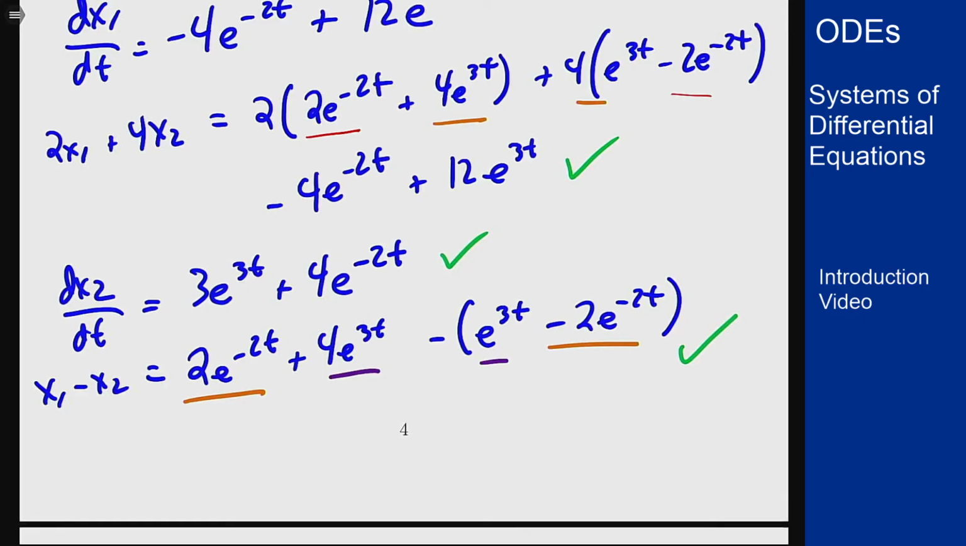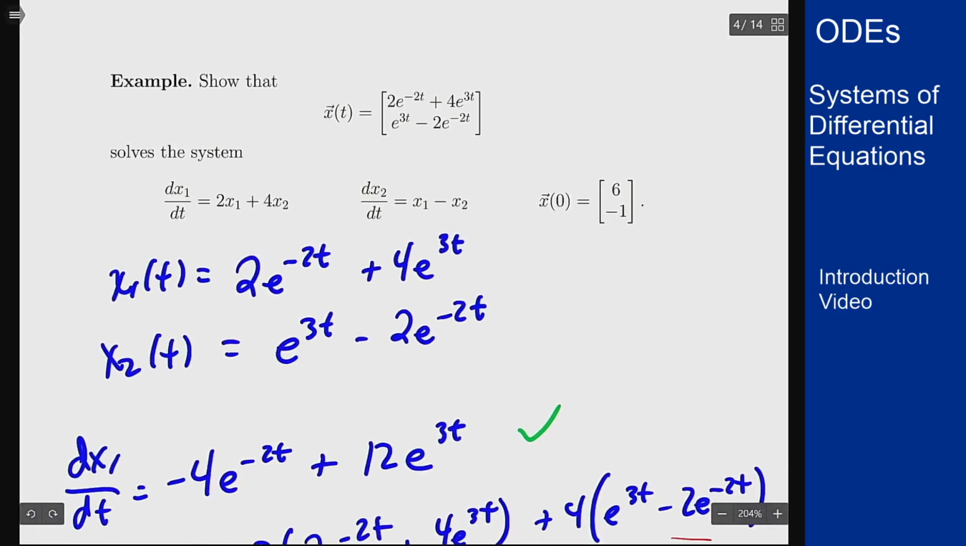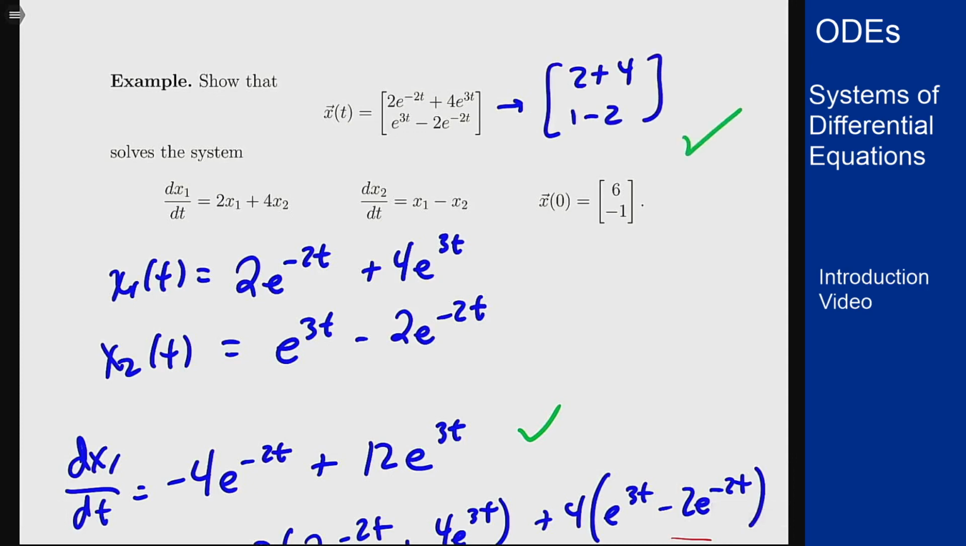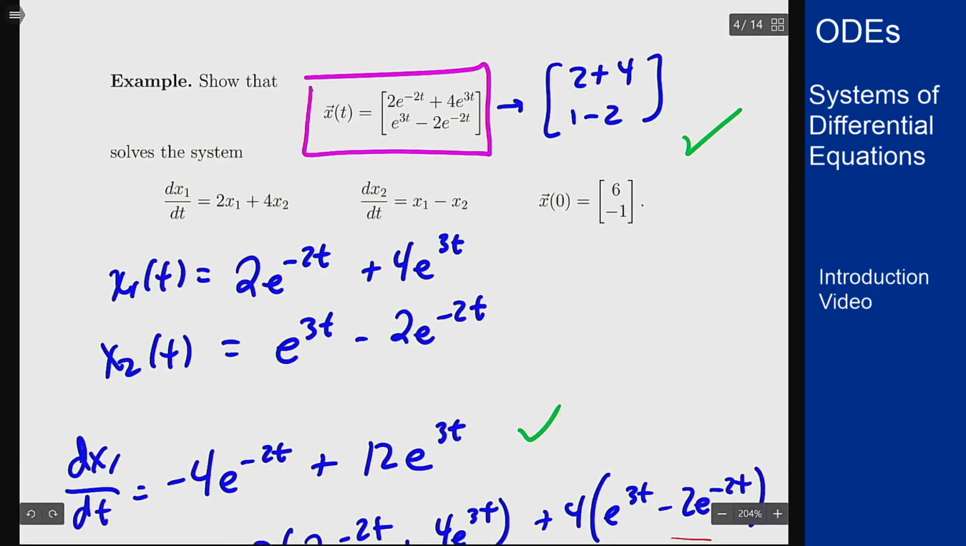And the last check will be the initial condition, which was given as x of 0 equals (6, -1). If I plug in t = 0 here, I get 2 + 4 in the top component and 1 - 2 in the bottom, which again works and solves the initial condition. So therefore, checking both equations with both components and the initial condition says that this here is a solution to this initial value problem. So this is a solution based on the work we have shown here.